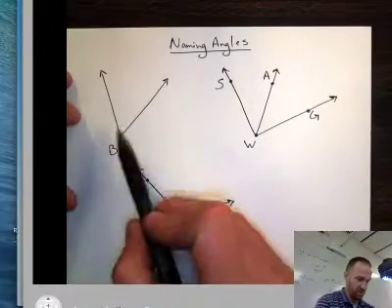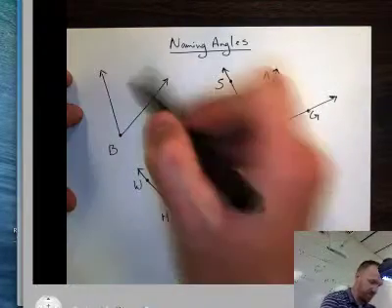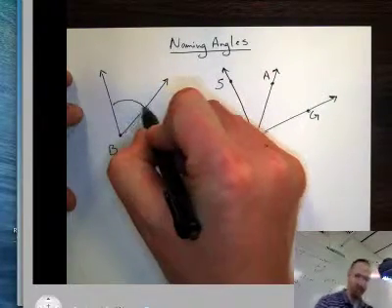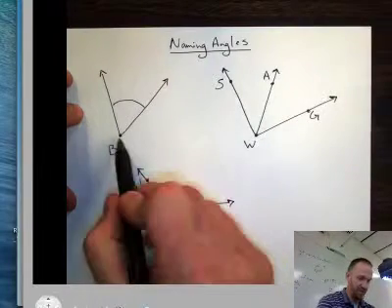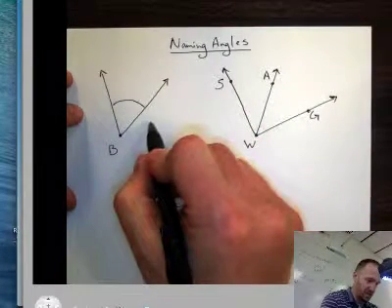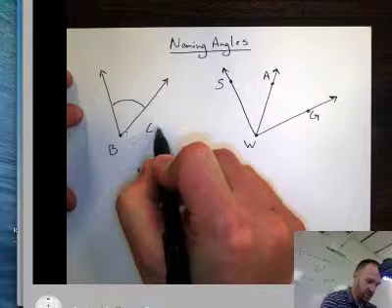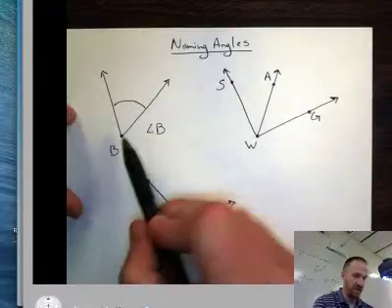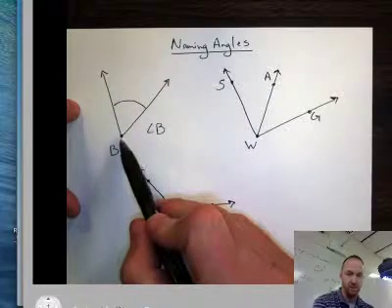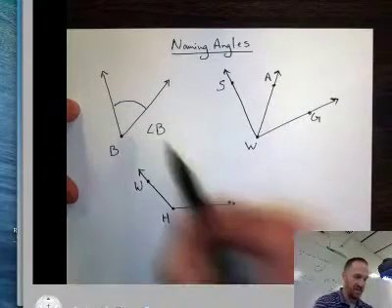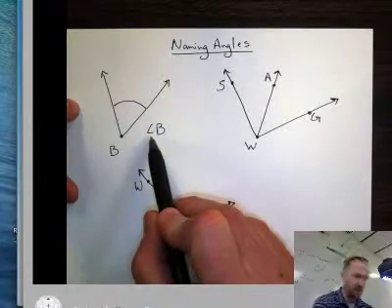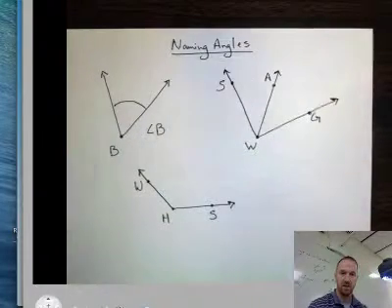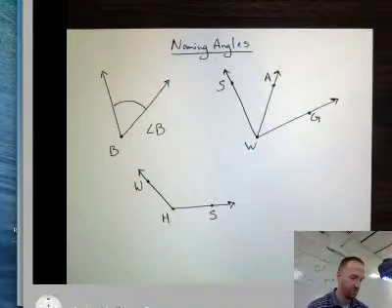Well, this angle right here, it's actually pretty easy to name. This is called the vertex of the angle, and we can just call that angle B. Easy. There's no other angle where the pointy part is at B, so we can just call this angle B. This is an angle symbol. That's not an L. It's a little angle symbol, and then B. So that angle is called angle B.